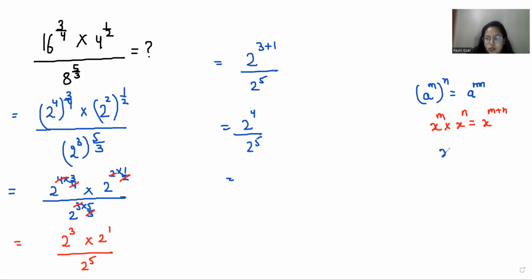The exponent quotient rule is x power m by x power n is equals to x power m minus n. So 2 power 4 minus 5, that is 2 power minus 1 or 1 by 2. So this is our final answer.